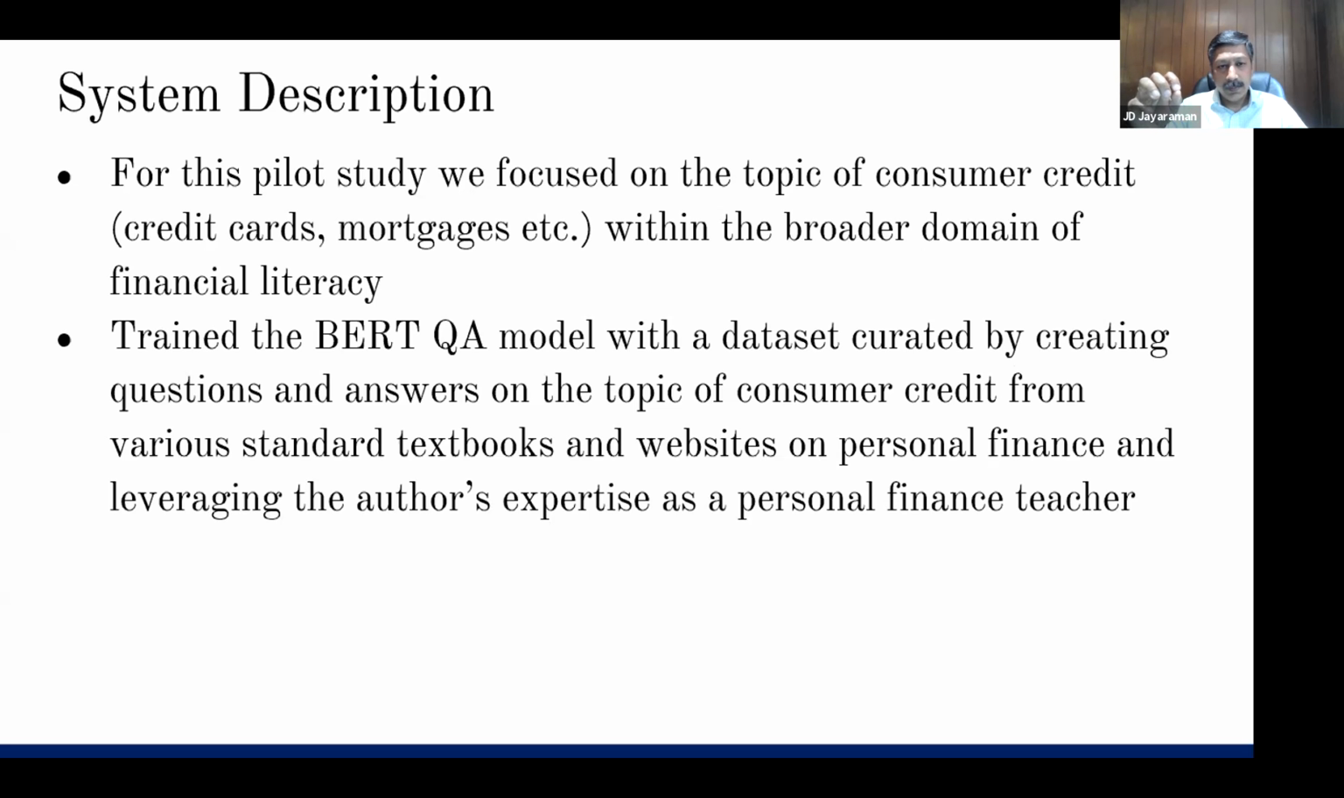So, in order to make the study manageable, we focused on consumer credit, which is basically credit cards, mortgages, and things like that. So we trained the BERT QA model with a data set curated for this domain of consumer credit. We created a data set that consists of paragraphs and question answers from various books and websites on the topic of consumer finance, and we used that to further train the BERT QA model.